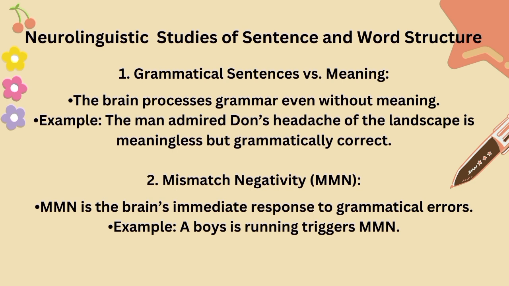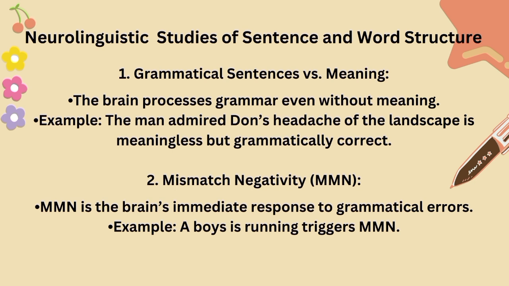Number 2 is MMN, or mismatch negativity. MMN is the brain's immediate response to a grammatical error. For example, "A voice is running" triggers MMN. Why? Because the brain has a fast reaction to grammar mistakes, called, as I said earlier, mismatch negativity or MMN. This happens in just 100 to 200 milliseconds. So if you say "a voice is running," MMN is triggered because the grammar is wrong.